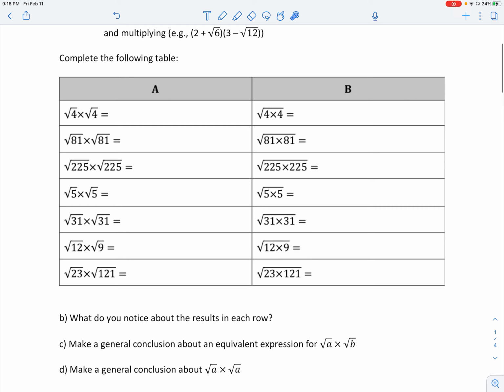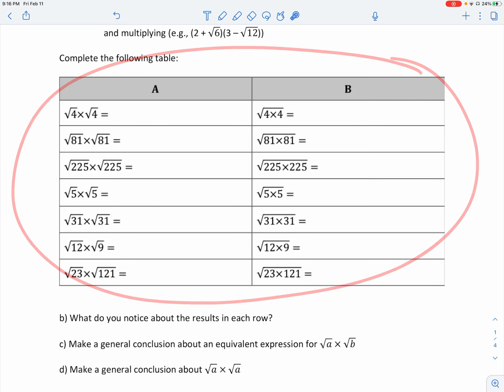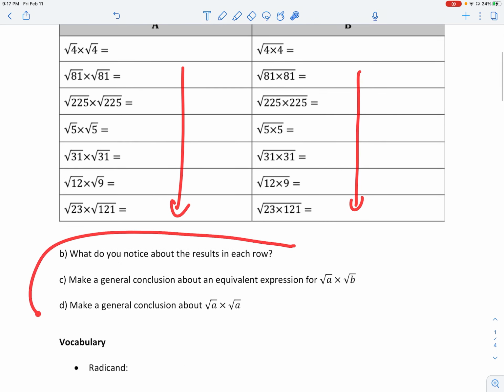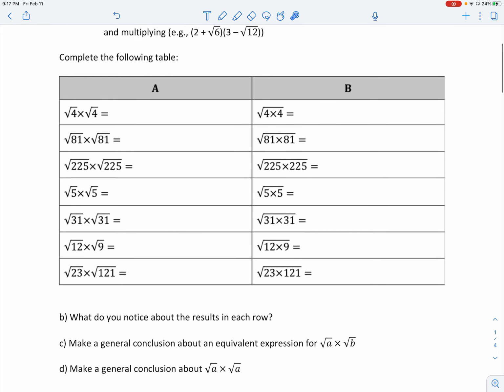So first we want to look at the following table. I'm going to get it started. I'm going to put in the first entry in column A and column B for the first row. And then you guys afterwards will go through and complete the rest on your own. And then I would like you to answer these three questions. First, I'm going to get this started though.